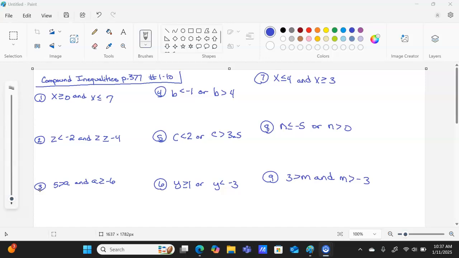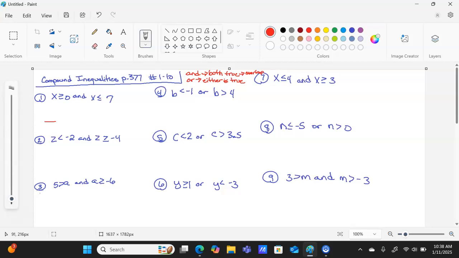In the section on page 377 with compound inequalities, remember that your ands are where they're both true. So this would be the overlap region. And if it's an or, it's if either is true. So they do not have to overlap. It's where either one of them is found.